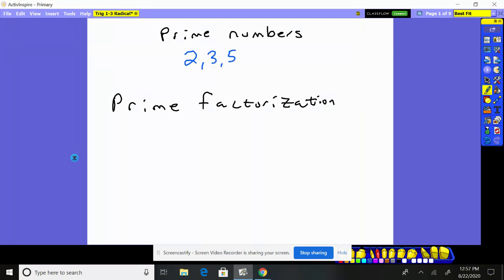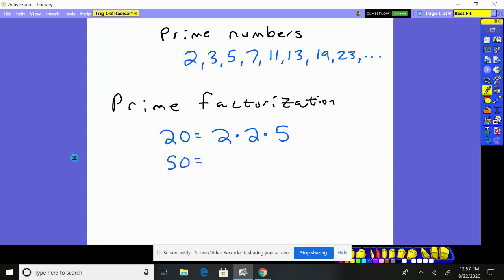The first prime number is 2. Then you have 3, 5, 7, 11, 13, 19, 23, and they continue on forever. Okay? Now, prime factorization says every single number that is out there can be broken down to basically the multiplication of a bunch of prime numbers. So let's say you take the number 20. 20 is nothing but a prime number of 2 times a prime number of 2 times a prime number of 5. If you took 50, 50 is nothing but 2 times 5 times 5.